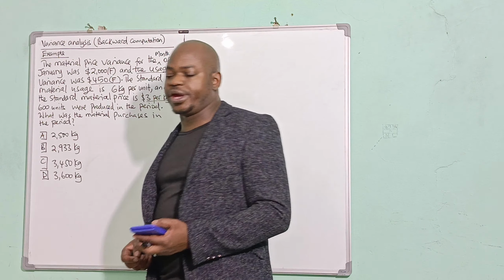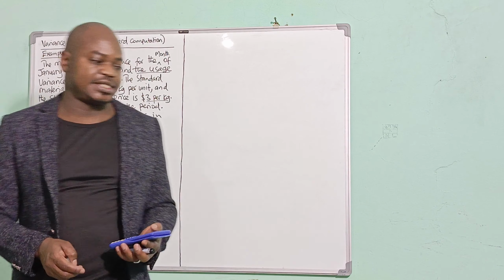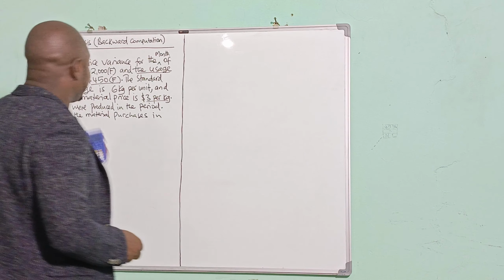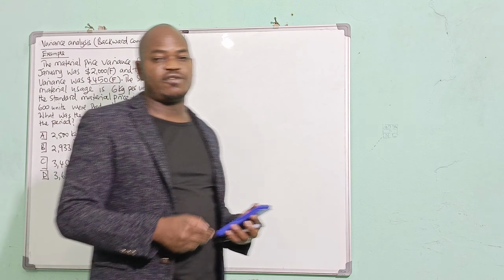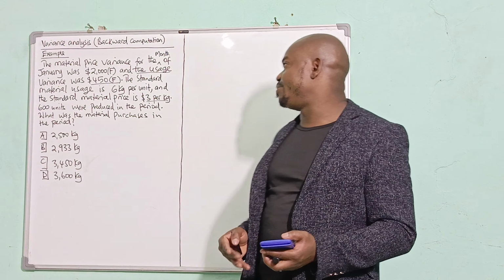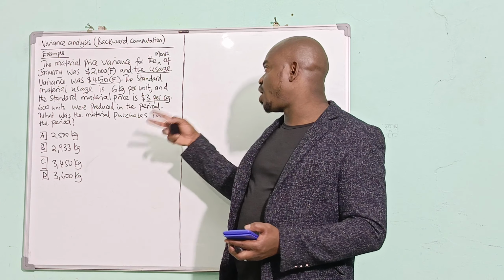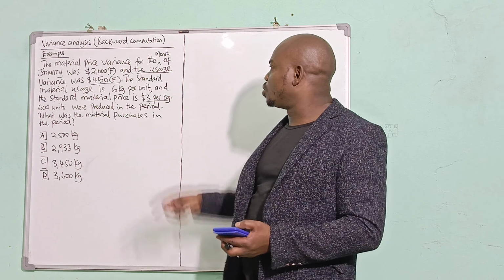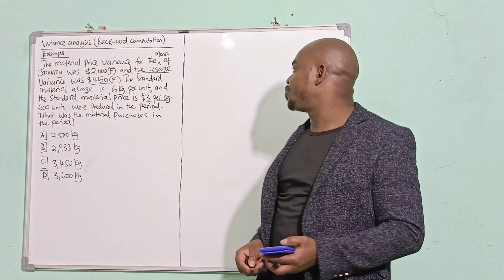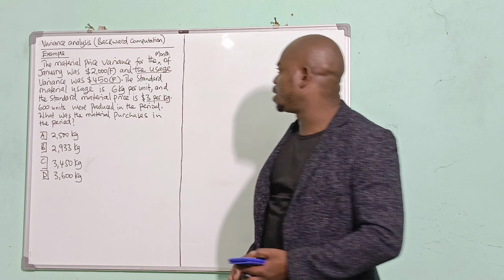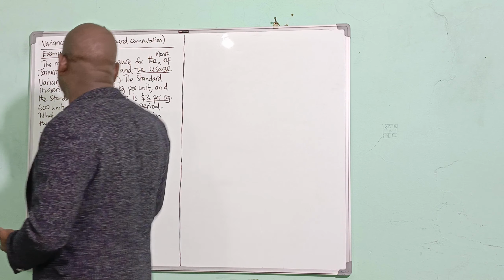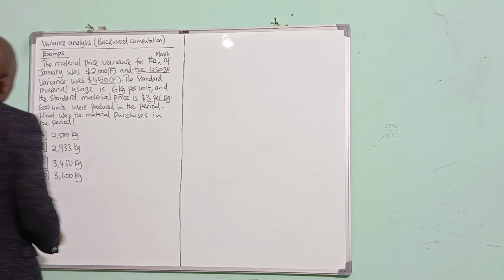In this video, I'll be demonstrating how to calculate variances, but this time around, I'm focusing on variances when the examiner has already given you the variances and then requires you to work backwards, okay? So we call this kind of variance working what? Working backwards, okay? So I have the example here which I'm going to read to you.